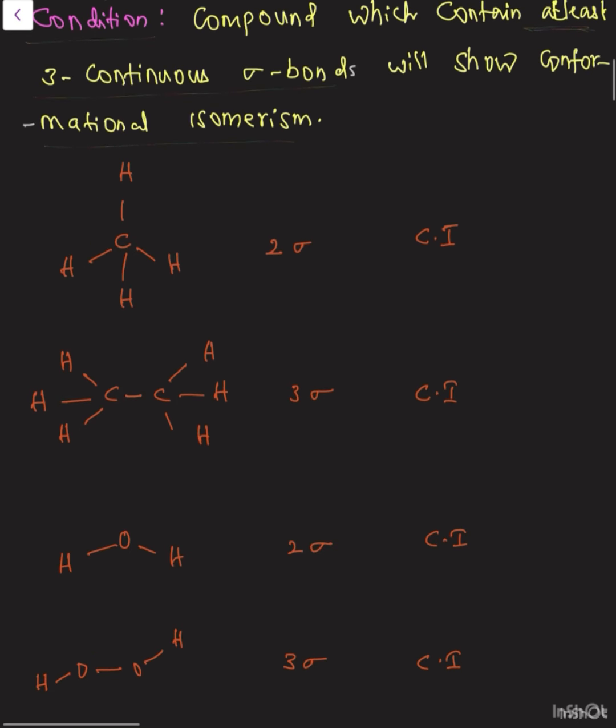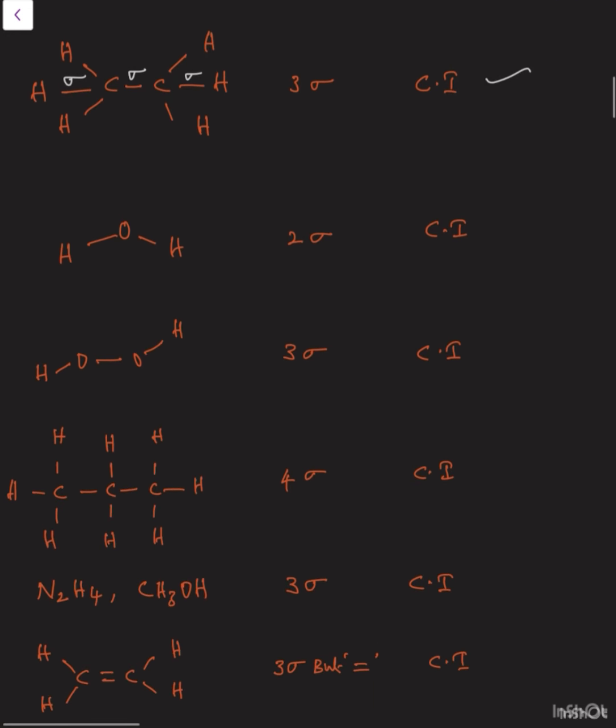Here, let us consider the CH4 molecule. In CH4, a total of 4 sigma bonds are present, but there are no 3 continuous sigma bonds. That's why conformational isomerism is not possible in the case of CH4. But coming to the ethane molecule, continuous sigma bonds are present, 3 sigma bonds, so it shows conformational isomerism. Like that, if you consider H2O, there are no 3 continuous sigma bonds, so it cannot show conformational isomerism.